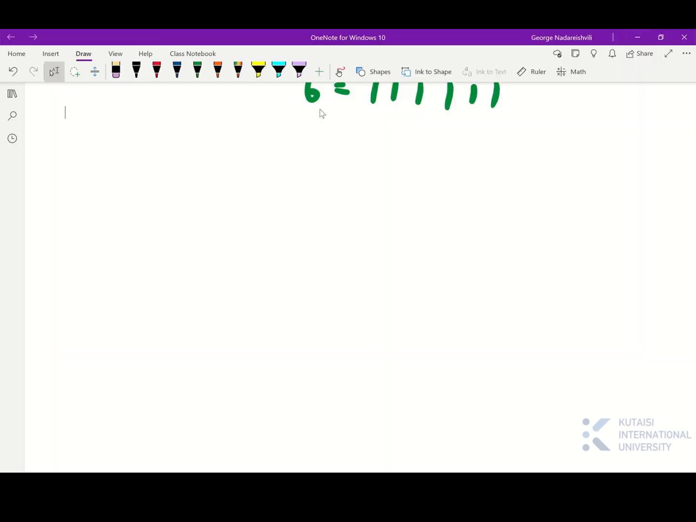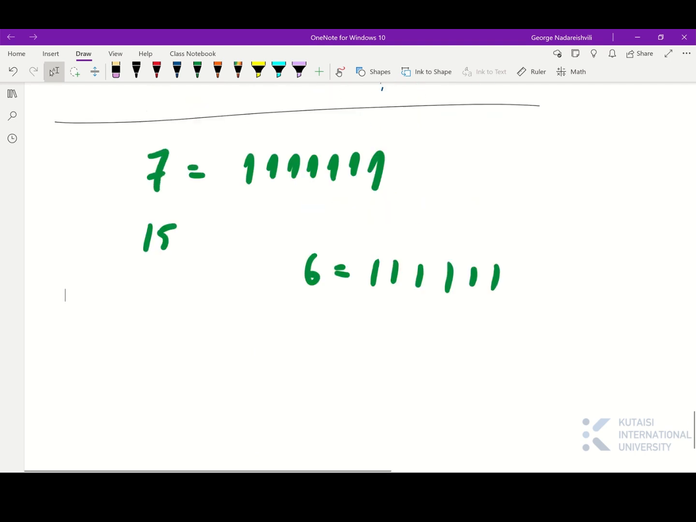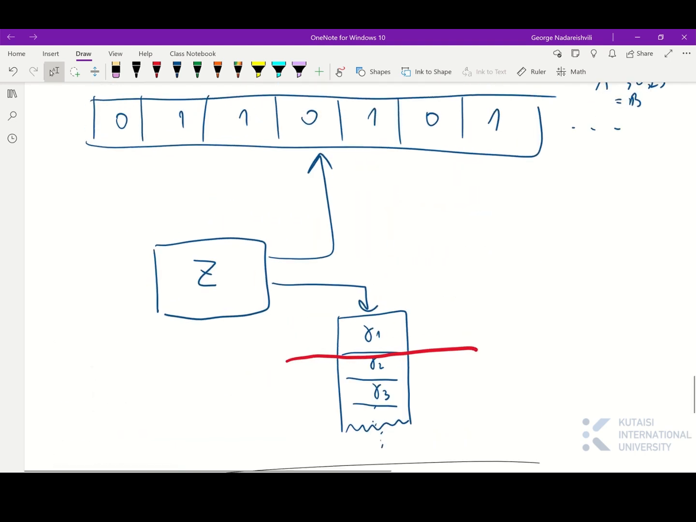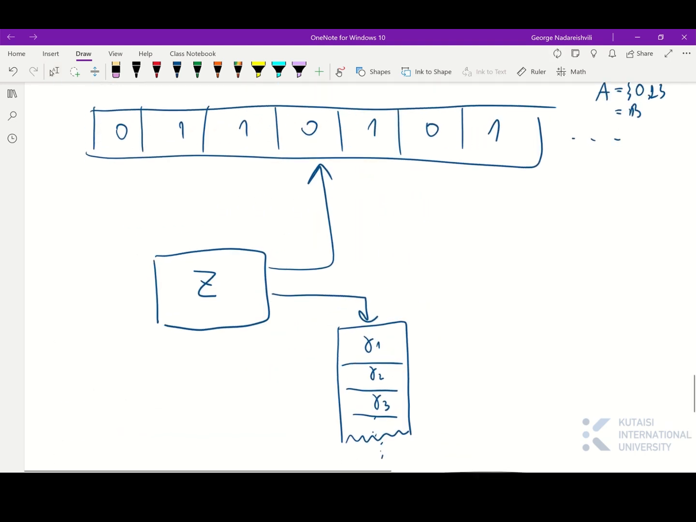Let me just quickly say, so we just intuitively defined what this guy is. It's drawn here. So this is my non-deterministic NPDA.